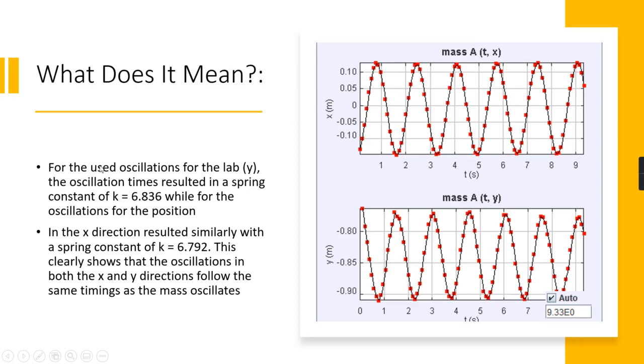And so what does it mean? For the used oscillations for the lab in Y, the oscillation times resulted in the spring constant of K equal to 6.836, while the oscillations for the position in the X direction resulted similarly with a spring constant of K equal to 6.792. This clearly shows that the oscillations in both the X and Y directions followed the same timings as the mass oscillations.